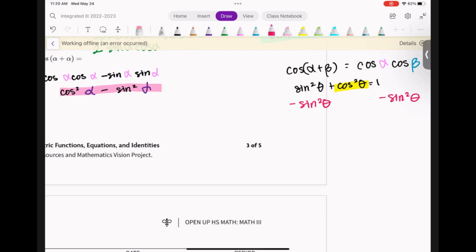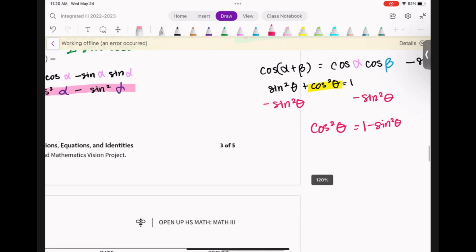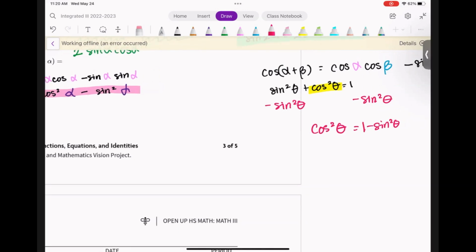So I could write this as cosine squared theta equals 1 minus sine squared theta. So Ms. Johnson, would you still call this the Pythagorean identity? Technically, yes, but not really, right? Because it's a rearranged form of it. So I don't call it anything. I just say I'm going to use the Pythagorean identity to rewrite this.